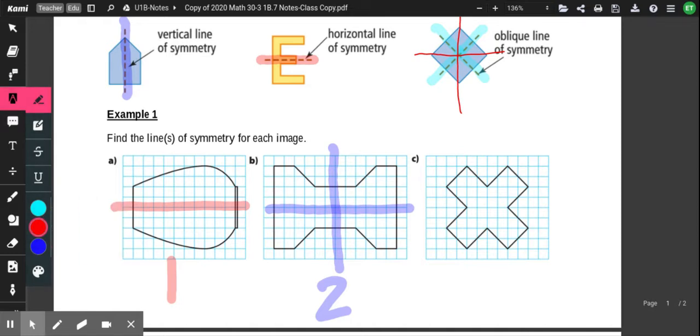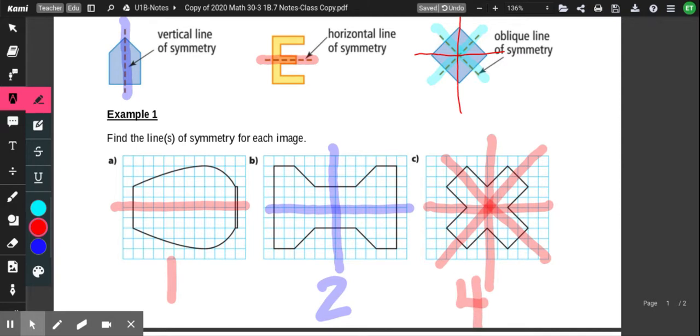Let's look at the next one. Which kinds do I have on that X? It's like a square, yeah. So I've got a vertical one, I have a horizontal one, and I've got diagonals. So this one's got 4 lines of symmetry.